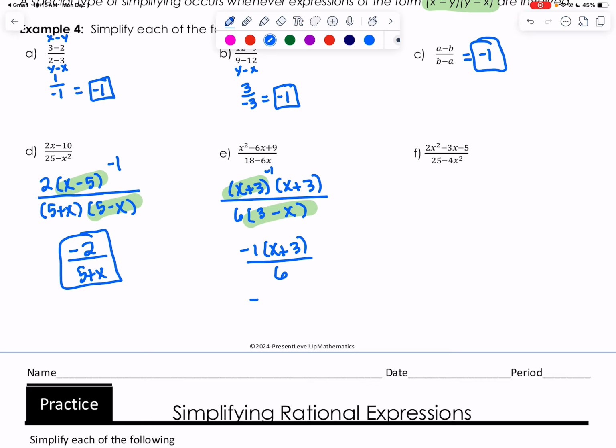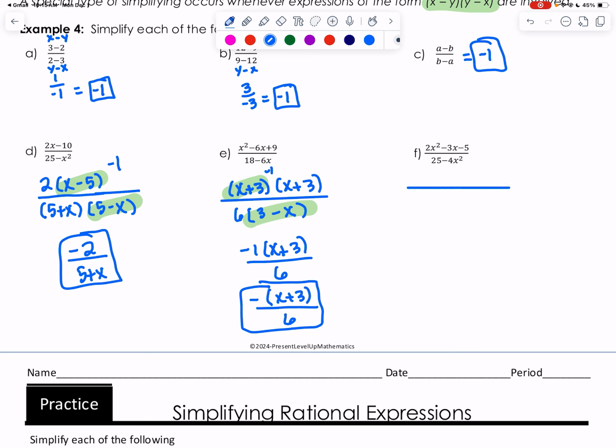Now, alternatively, this is more than likely how you're going to see it if you have a multiple choice problem. They won't put the negative 1. Just know they're the same thing. All right, pause the video and try problem F on your own. All right, welcome back. Let's see how you did.